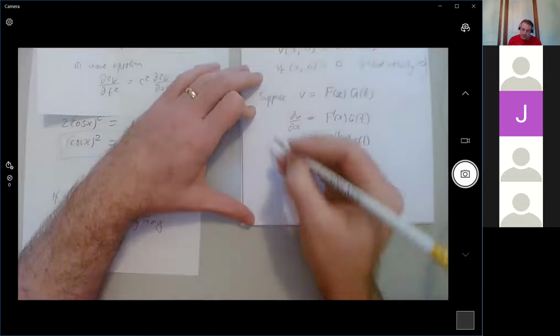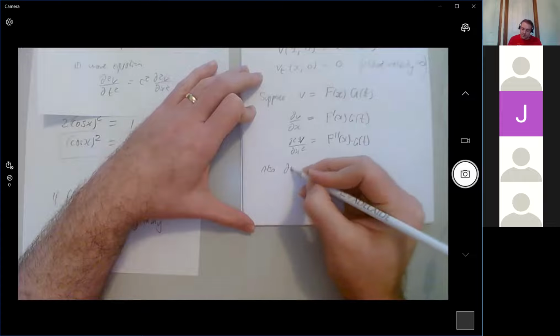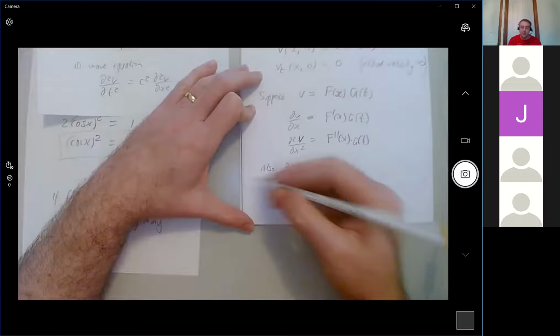But on the other hand, if I start from the beginning again and do the derivative with respect to t, now this f counts as a constant because it doesn't have any t's in it.